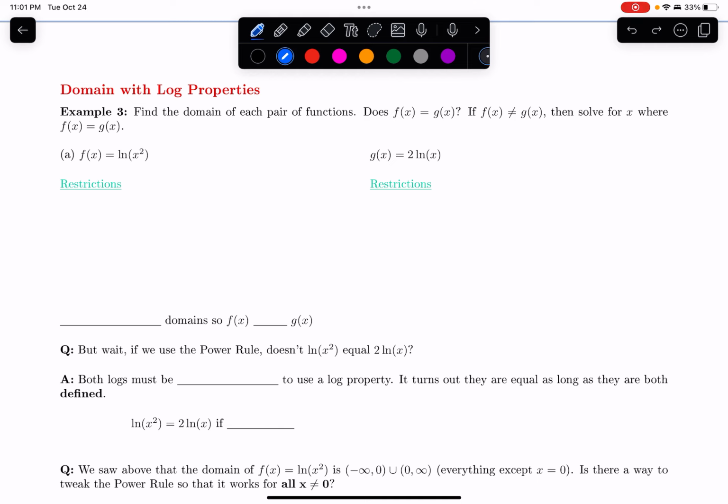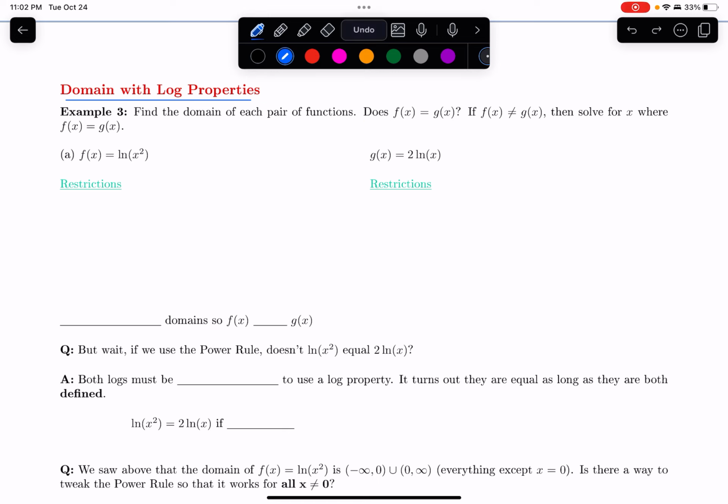In this video, we're continuing section 5.4 on log properties, and we're going to focus on domain situations involving log properties. So what happens to functions when we use log properties, and how we think about their domains. Okay, so I want to get right into an example where we find the domain of each pair of functions.